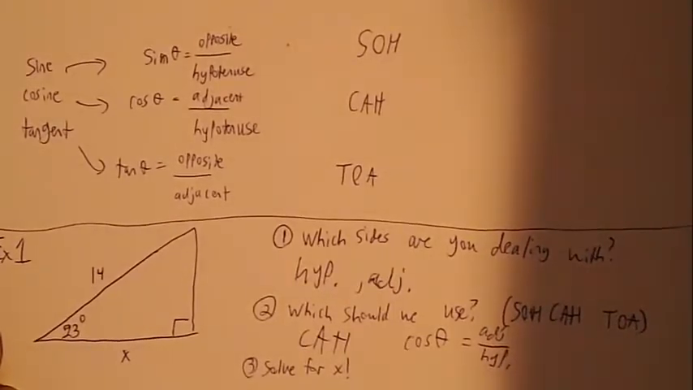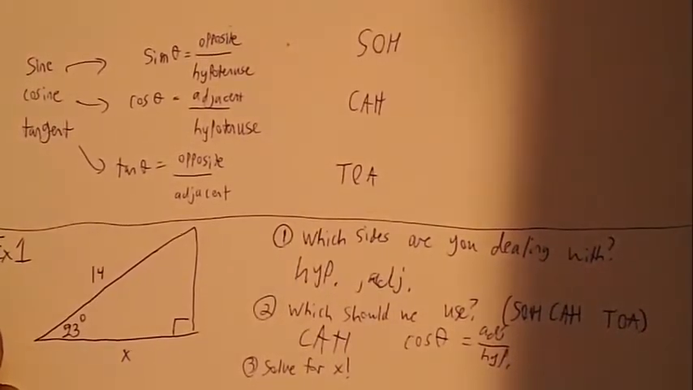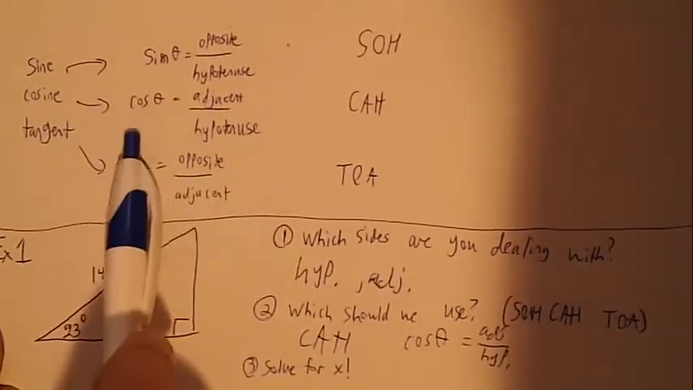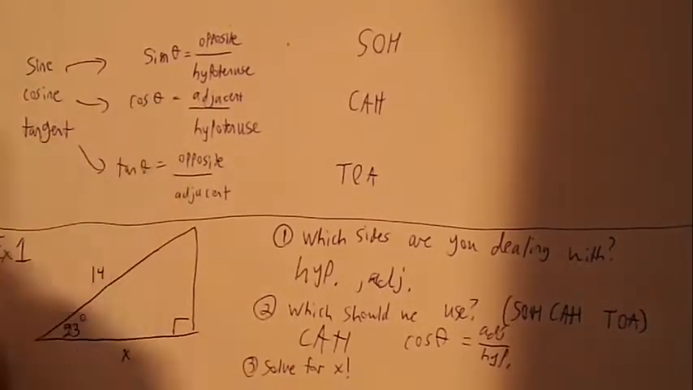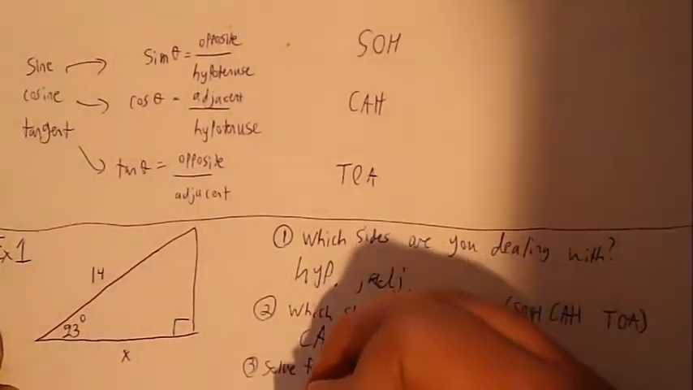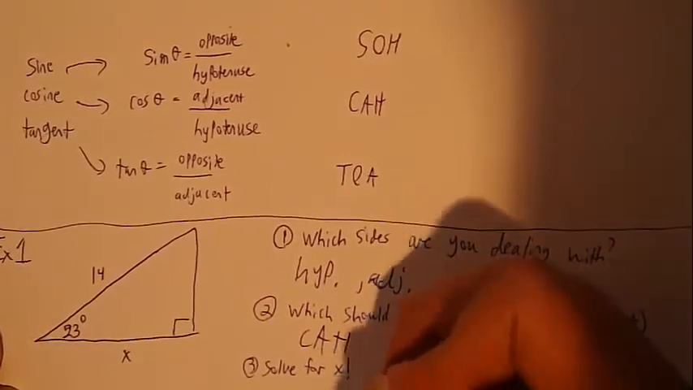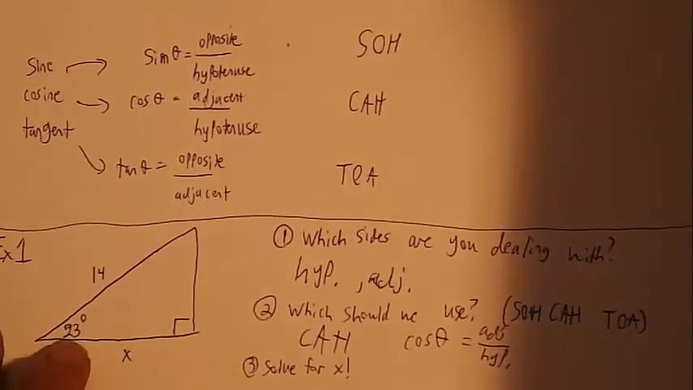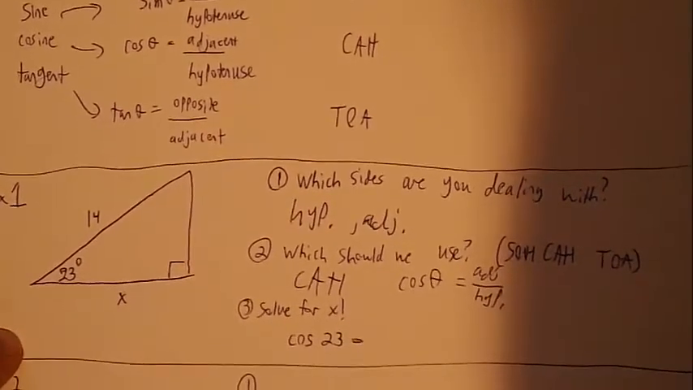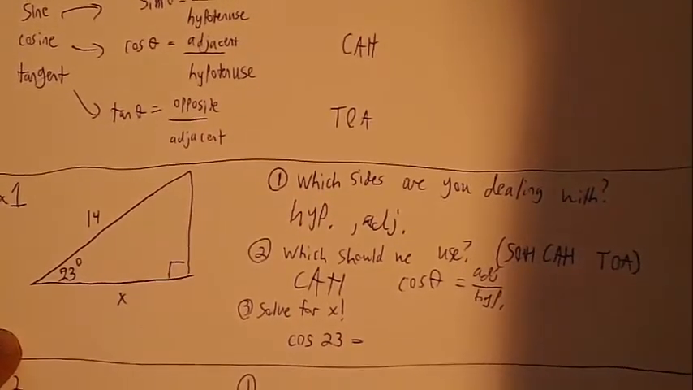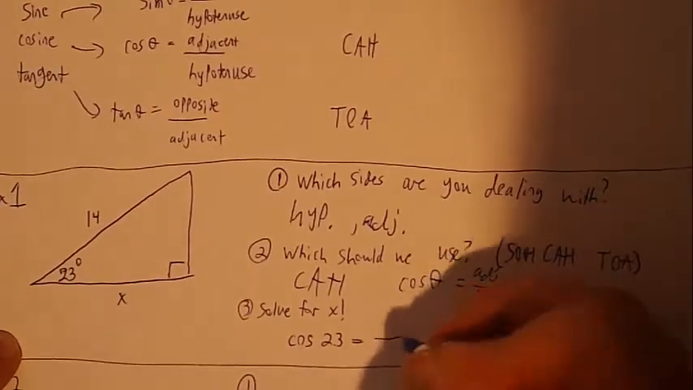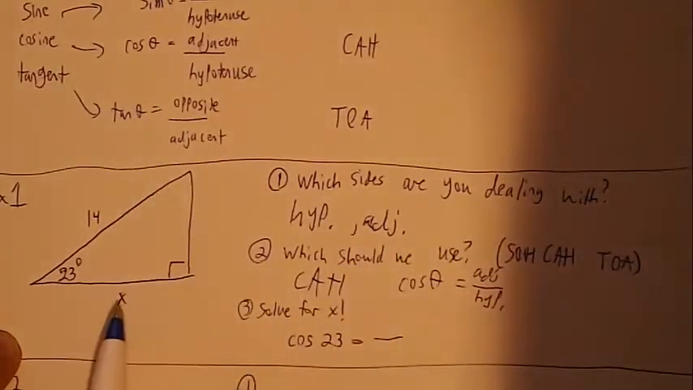So now we're just going to do a little bit of math. We're going to set up an equation. And you'll notice that the first part of cosine is cosine of theta. So we're going to write cosine of 23. The 23, again, is the angle that's in the problem. That's where it's coming from. So we have cosine of 23 equals, and then we're going to put the adjacent side over the hypotenuse. So we're going to have x over 14.